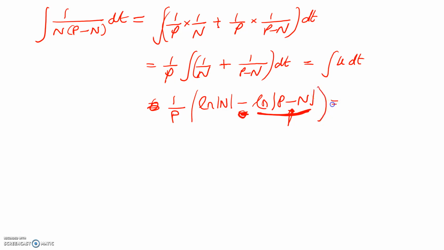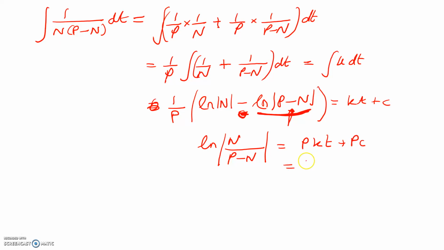And then over here, we get kt plus the constant of integration. Remember that plus c is just an arbitrary constant. We'll deal with it later. So the next step is to sort out this log, and we get N over P minus N is equal to, timesing through by P, Pkt plus Pc, which we're going to write as Pkt plus just c dash. This is still just an arbitrary constant.